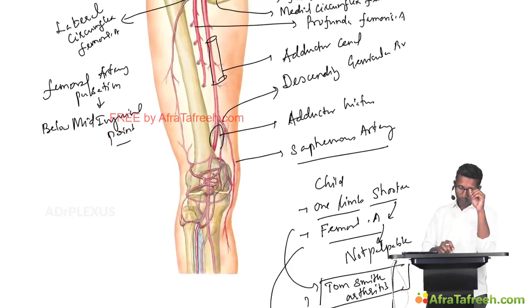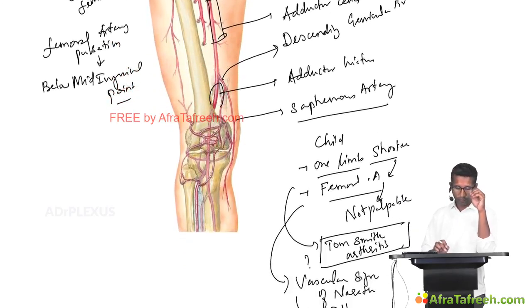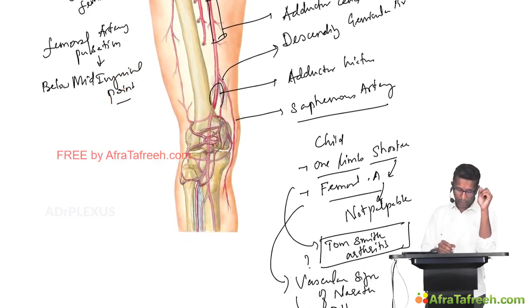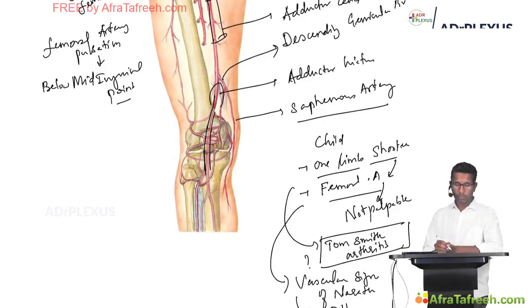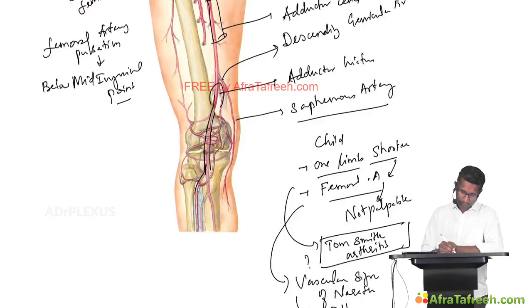After the femoral artery crosses through the adductor hiatus, it continues as the popliteal artery. The popliteal artery and the other arteries in this region form anastomosis around the knee joint, and the popliteal artery divides into two branches. One is called the anterior tibial artery, and the next is called the posterior tibial artery.